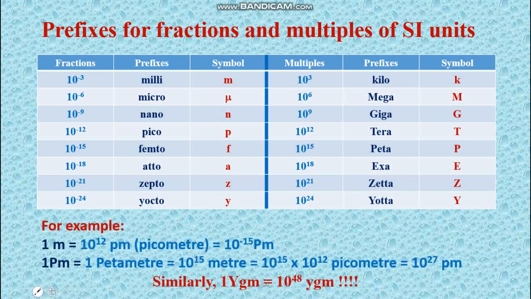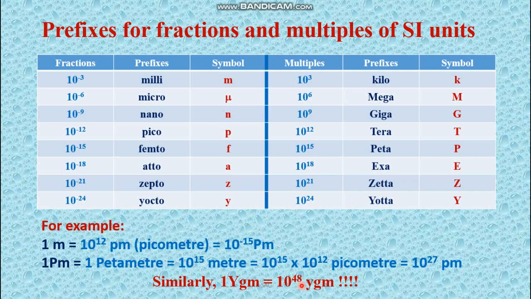How? Look at this example. 1 meter is actually 10 to the power 12 picometer, as well as 10 to the minus 15 petameter. Now look at this difference. Picometer is small p small m, but petameter is capital P small m. So 1 petameter is 10 to the power 15 meter, equal to 10 to the power 15 into 10 to the power 12 picometer, that is 10 to the power 27 picometer. So just replacing this p with a capital P, the order of your error would be 10 to the power 27.